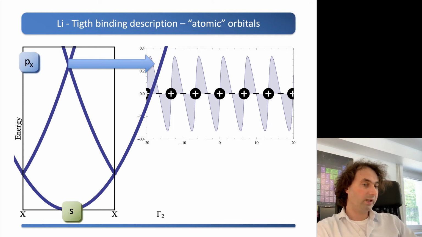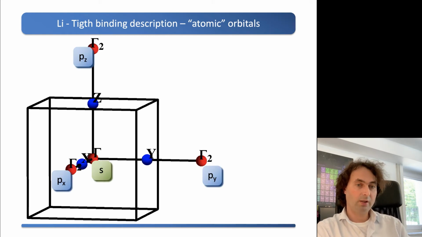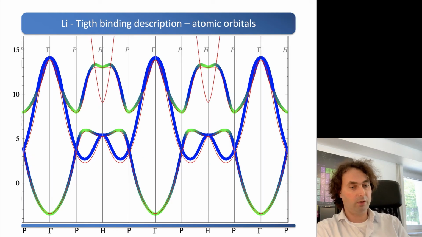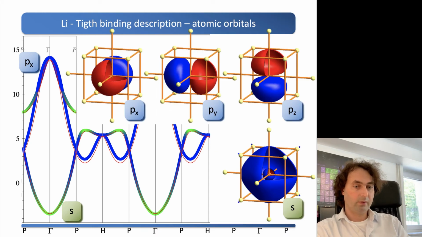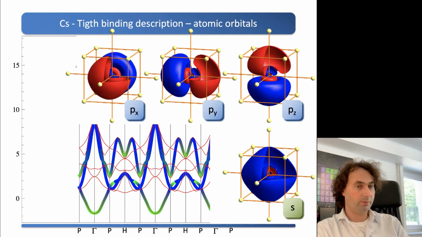So if you move in the x direction, you have the px orbital, in the y direction the py, in the z direction the pz. It all fits nicely. You have 3 atomic p orbitals, you have 3 spatial directions. And you can make a tight binding Hamiltonian, including the s and the p orbitals, for your free electron bands. And that's exactly what we have here for lithium, where we have here now also our Wannier functions, or for sodium, potassium, rubidium, cesium, francium.